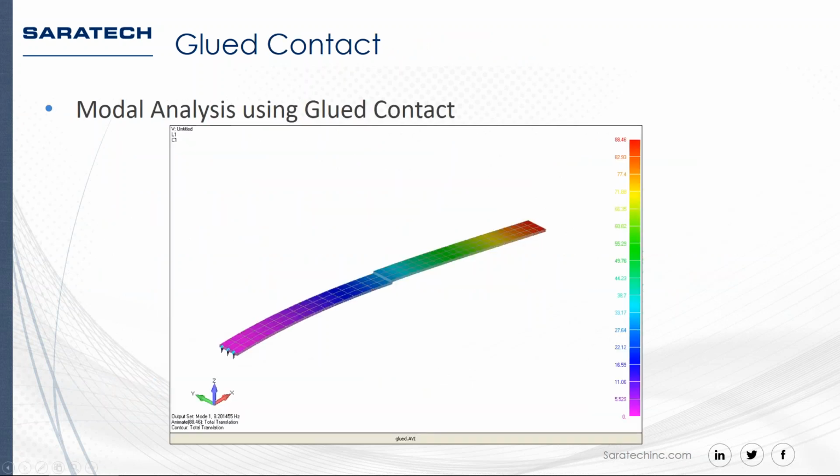Here you can see a simple image just showing a glued contact example. This is an image of a modal analysis. You can see a constraint on the left end. And if these parts are glued at the interface at the center here, you can see it's basically a cantilever beam, right? So they're basically welded together, so you get the right end, this typical diving board example.